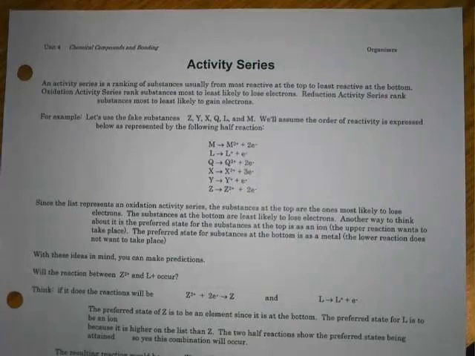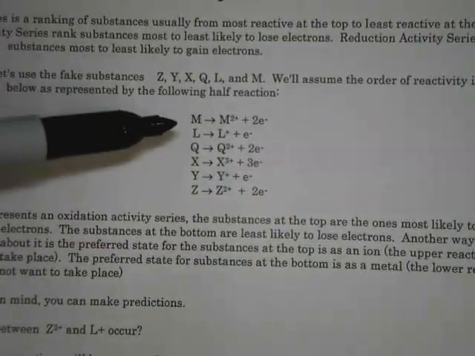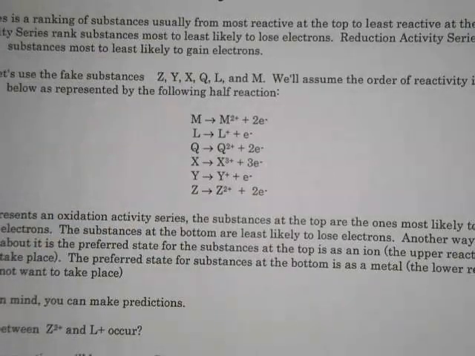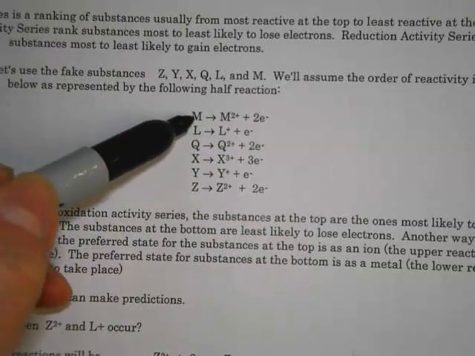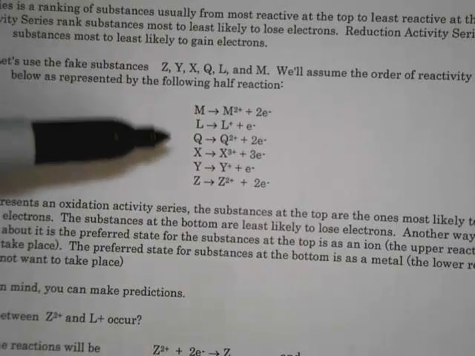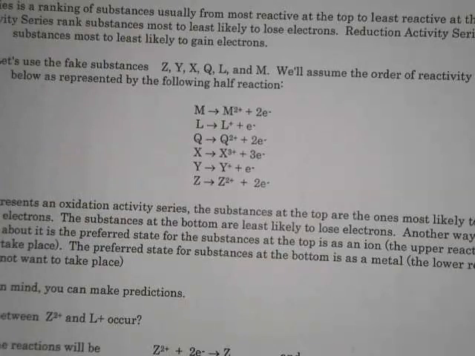We've made up some fake metals that you can see in the video. We have M, L, Q, X, Y, and Z. And so they are ranked in what we are calling an oxidation activity series. So what that means is the elements at the top of the series are the ones most likely to undergo oxidation. The elements at the bottom of the series are less likely to undergo oxidation.